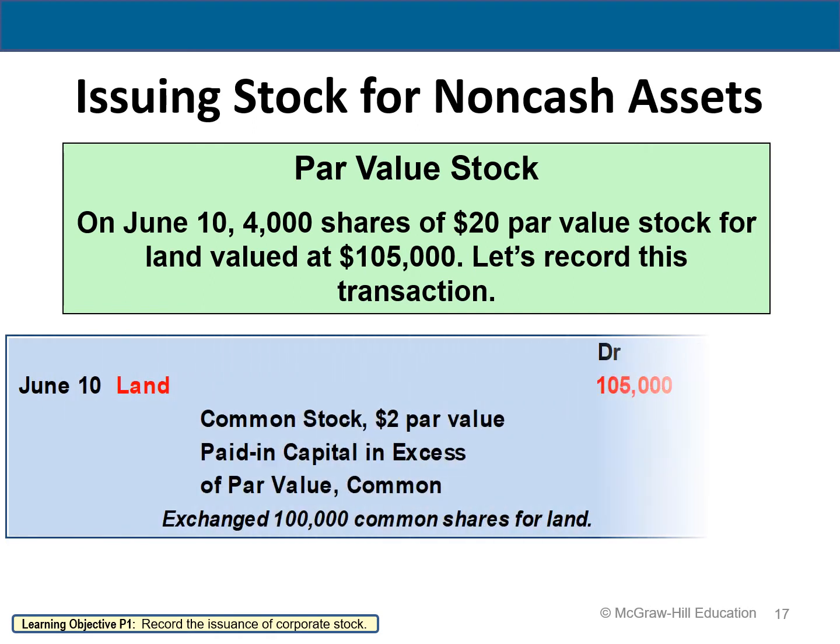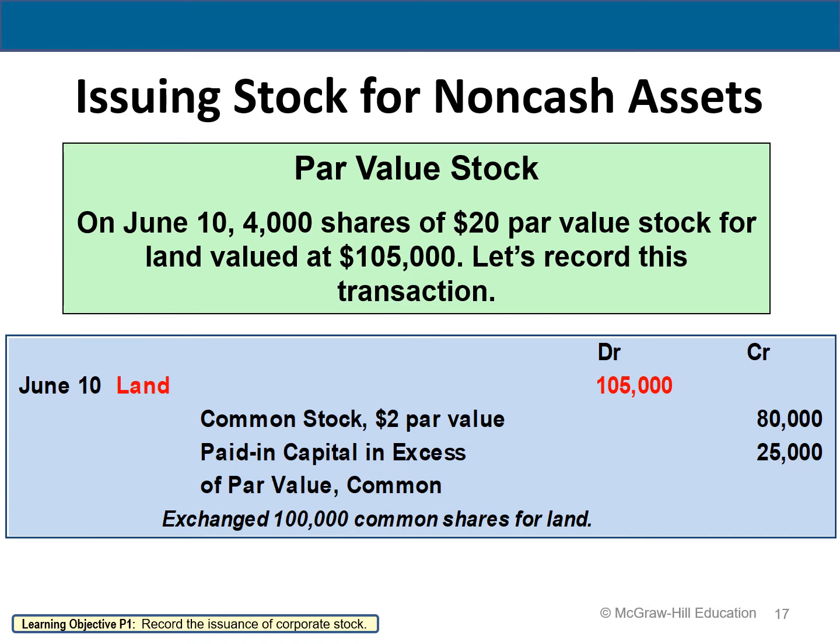All right, well, what happens when we issue stock for non-cash assets? So let's say on June 10th, 4,000 shares of $20 par value stock was exchanged for land. So we're going to get land valued at 105,000. So we're going to debit land. They tell us what the par value is, so we know what our common stock entry needs to be. It's our 4,000 shares times our $20 par per share. So that's $80,000 that we're going to credit to our common stock account.